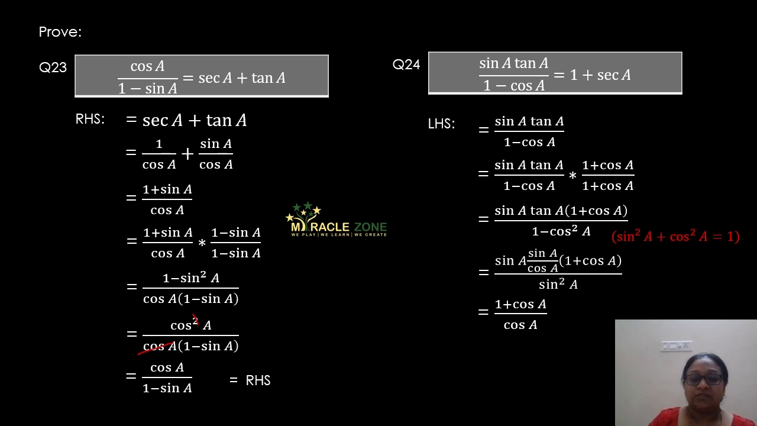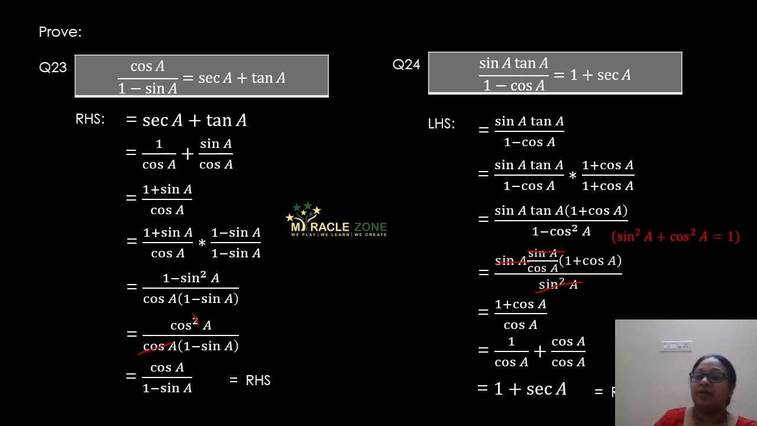So this sin square and this sin square will get cancelled, and what is remaining here? 1 plus cos A by cos A. So as the plus symbol is in the numerator, you can split this term as 1 by cos A plus cos A by cos A. What is 1 by cos A? It is secA, and cos by cos is 1. So 1 plus secA. Hence proved the RHS.